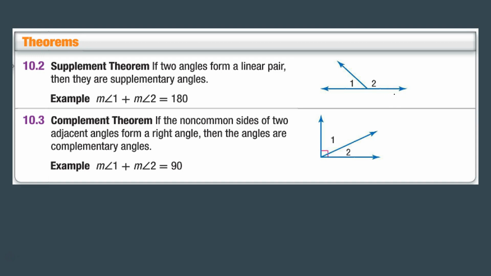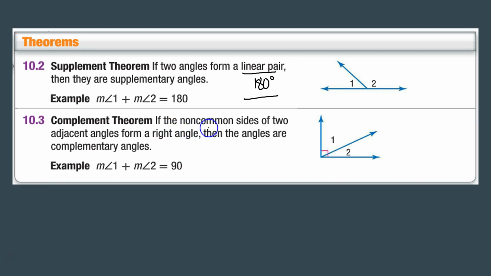So now let's go over some theorems. The first one we're going to go over is the supplement theorem. If two angles form a linear pair, then they are supplementary angles. Remember, linear pair, we're talking about 180 degrees, which is a straight line. So in our case right here, we have the measure of angle 1 plus the measure of angle 2 is equal to 180 degrees.